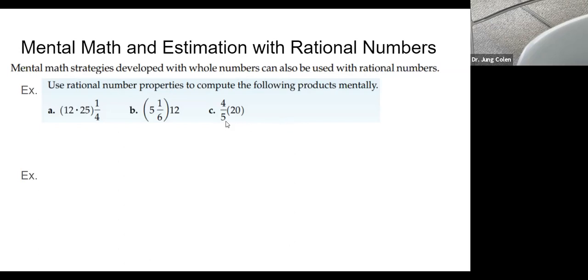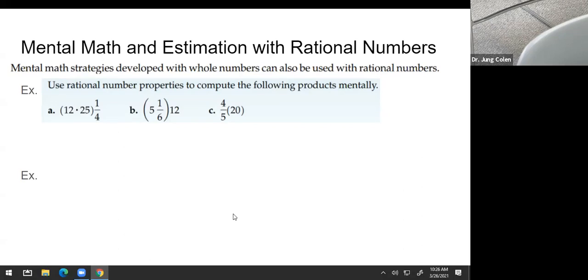What property did we use? We use the commutative property here because 4/5 is the same as 4 times 1/5, right? And you did 1/5 times 20. Oh, actually, it's an associative property. So I will show you what we did here.